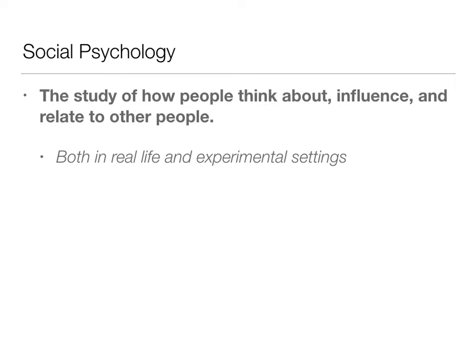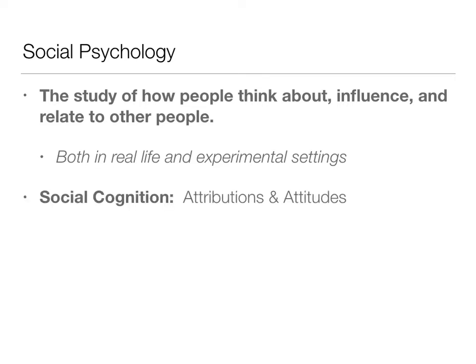Social psychologists obviously want to use the scientific method as much as possible. So they will engage in experimental settings so that they can manipulate a variable and then look at the effect. Remember, experimental settings are the only way we can look at cause and effect relationships. So while real life is hugely important in social psychology, we need that experimental piece so that we can really look at cause and effect.